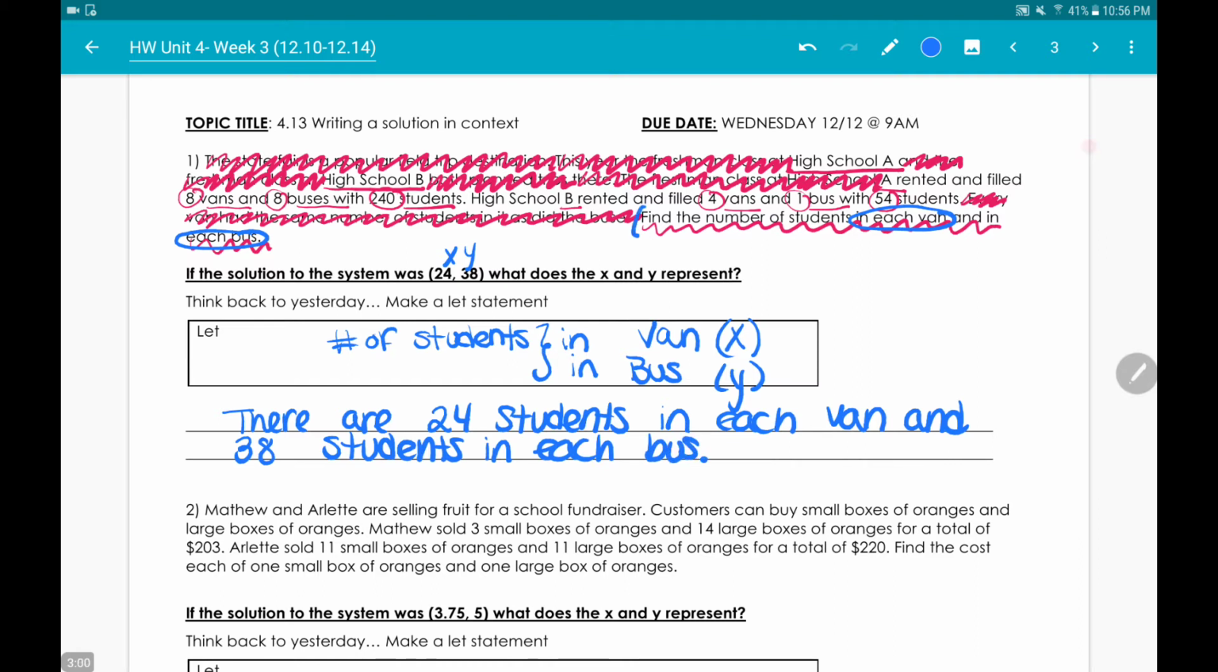Notice how I just put together my let statement. I answered this question here, and I labeled each variable with its correct description. That is what it means to write a solution in context. Let's try another one.